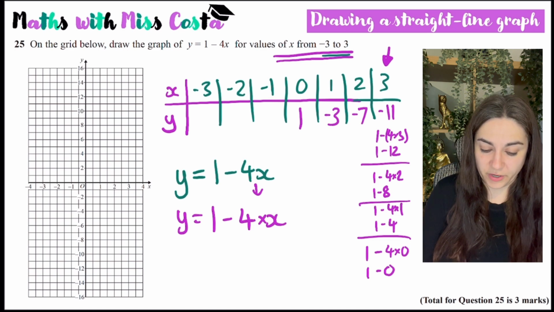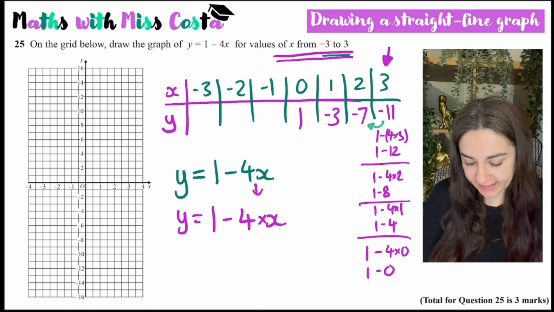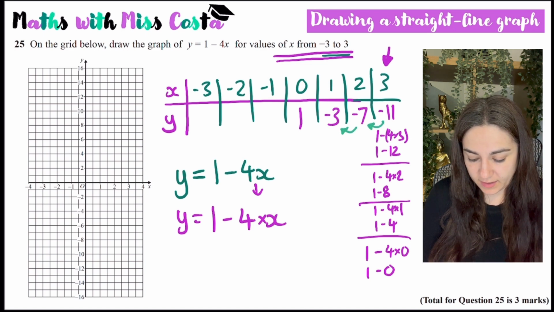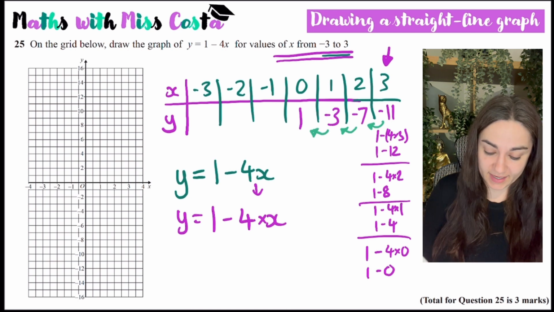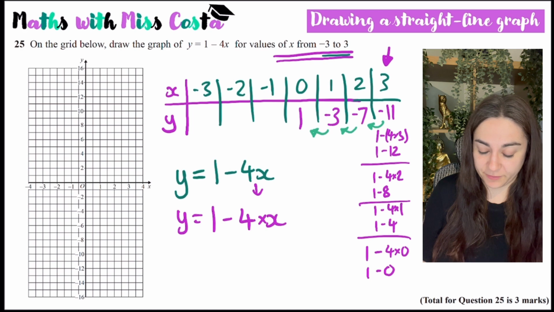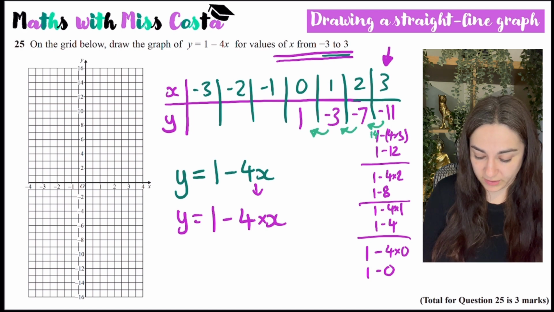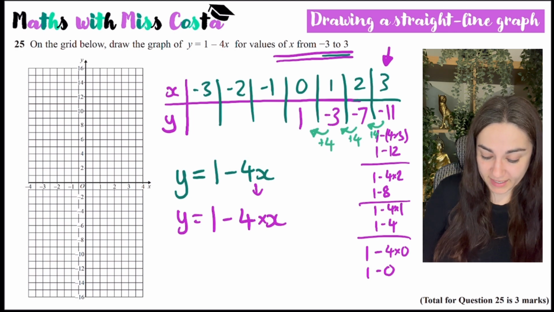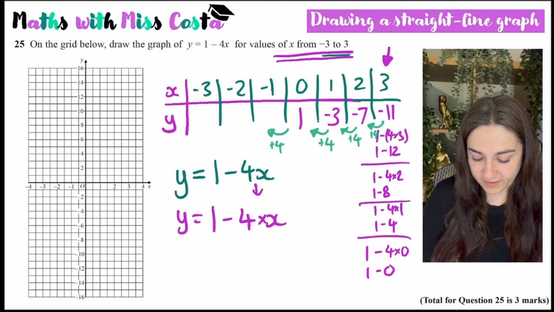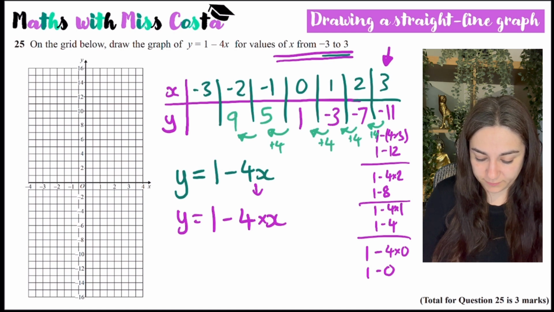And what you would notice is if you do this, is that each time, because it's a linear equation, it's a straight line, they're going up by the same difference. So from -11 to -7, what are you doing? You're adding 4, you're adding 4, you're adding 4. So you can actually predict what's going to come next if we just continue the pattern. 1 plus 4 is 5, 5 plus 4 is 9, and 9 plus 4 is 13.